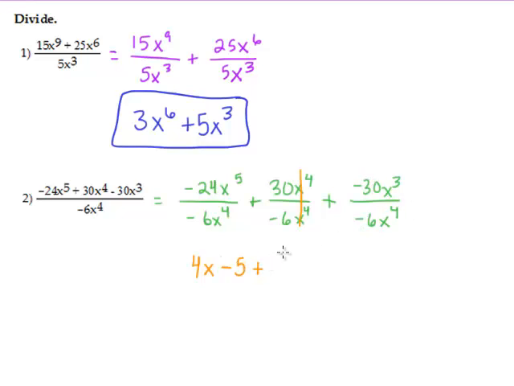30 divided by 6 is 5, but if we look at our x's, we have 4 minus 3, which is 1, but there's more x's on the bottom, which means our answer x that we get after we subtract needs to be on the bottom. So this would be our answer on that one.